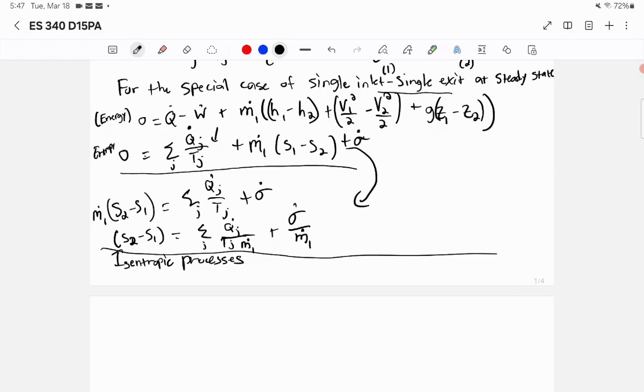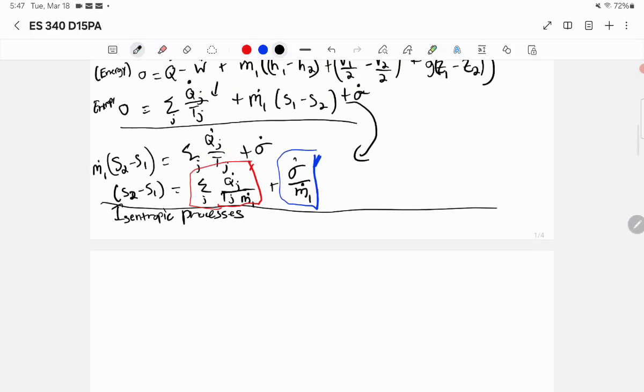Obviously, if there's no heat transfer, I can eliminate that term. If it's internally reversible, I can eliminate the blue term there. I'll just highlight them like this. So no heat transfer, I can get rid of the red term. Internally reversible, I can get rid of the blue term, right?